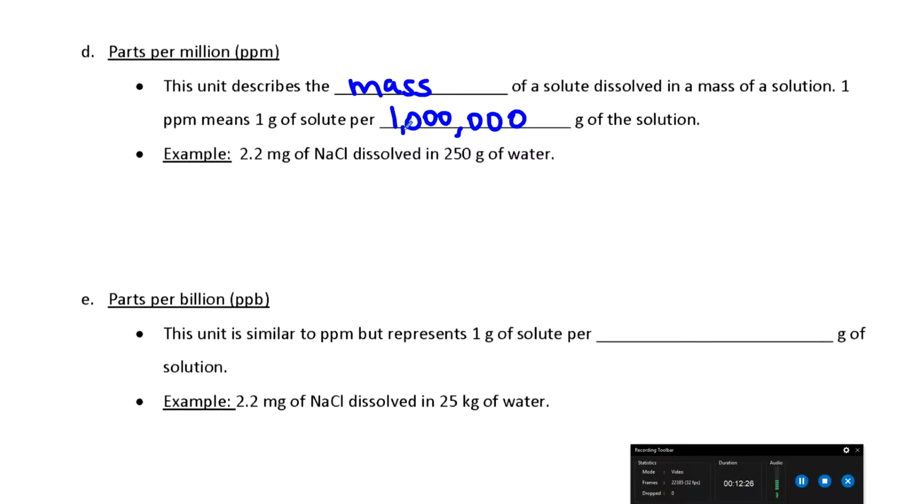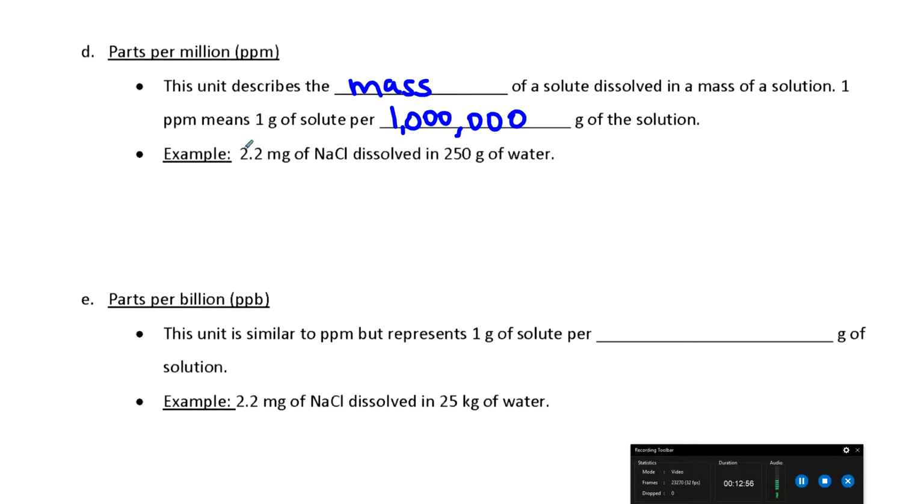If you have 1 million pieces of something, only one of those pieces would include the solute, whatever that happens to be. So let's stick with our sodium chloride and see what this would work out to in parts per million. So if we have 2.2 milligrams of sodium chloride dissolved in 250 grams of water, how can we figure out how many parts per million that is?